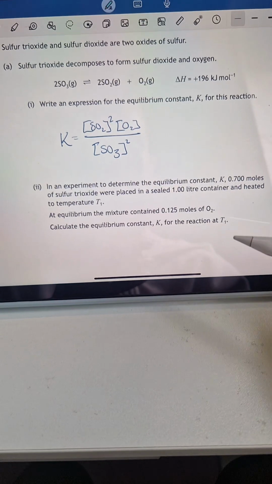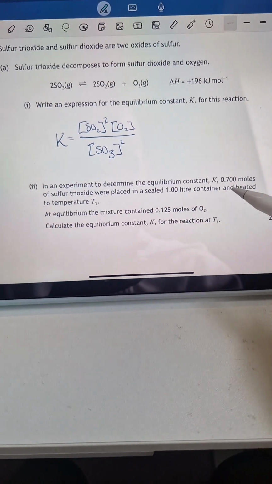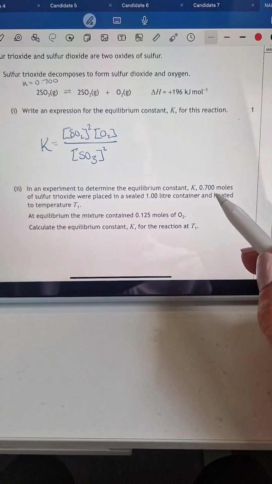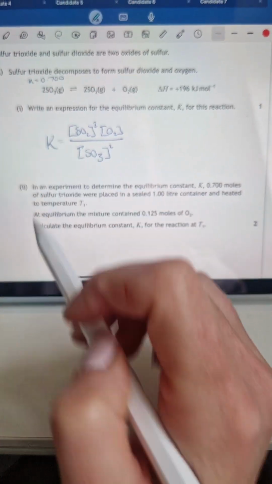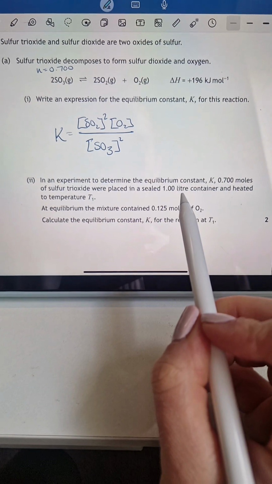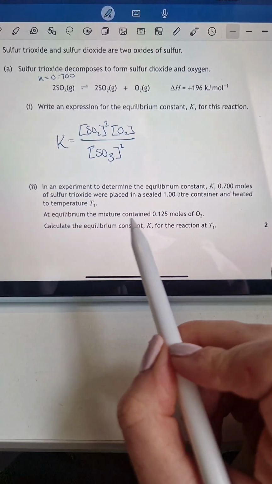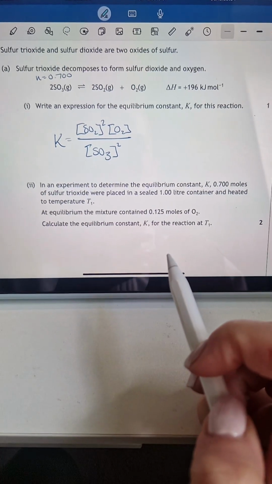So now we have our expression for the equilibrium constant, we can go on to use the experimental data to calculate it. My favourite thing to do when I am doing calculations is to write the numbers given in the question above the chemicals in the reaction. So we're told we have 0.7 moles of sulfur trioxide, so I've written that above there. It's in a 1 litre container, which we don't really need to use. And then it tells us that at equilibrium, the mixture was 0.125 moles of oxygen.